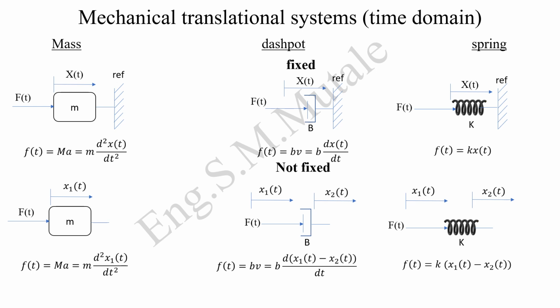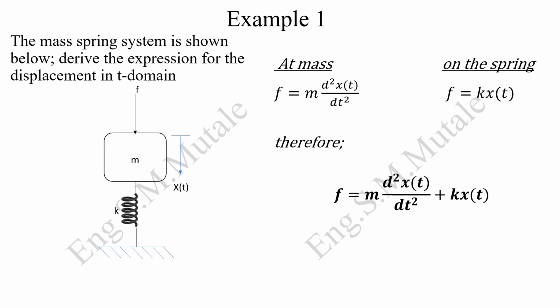Let's look at an example. I got this example in one of the TVETA exams. The question reads: the mass spring system is shown below. Derive the expression for the displacement in the time domain. As you can see, we've been given a force acting on this mass, and there's a displacement there, x of t, with a spring attached there, and then it's fixed there.